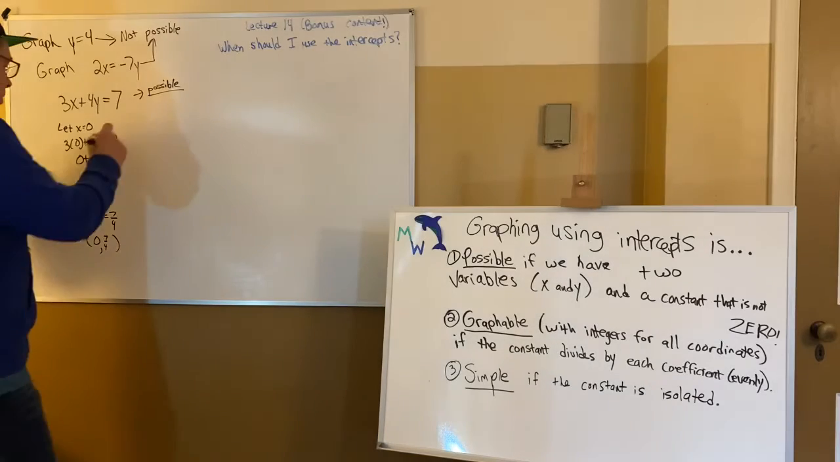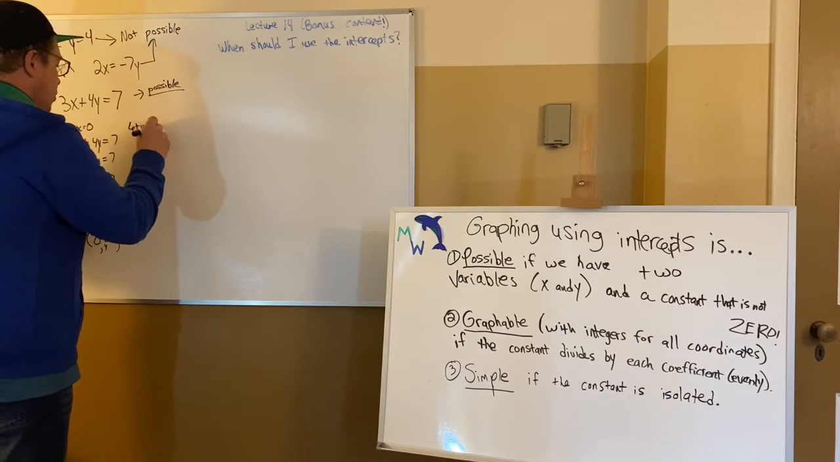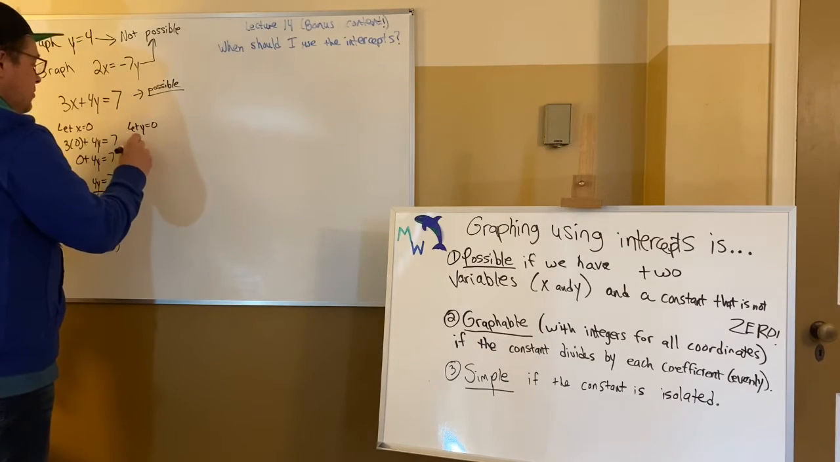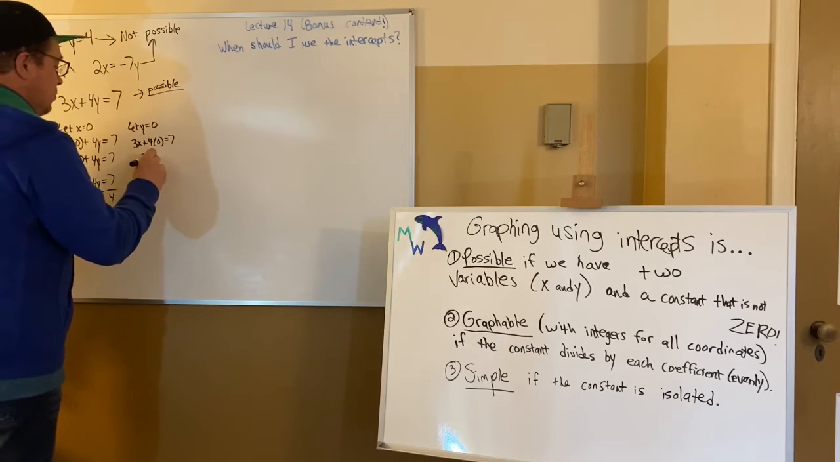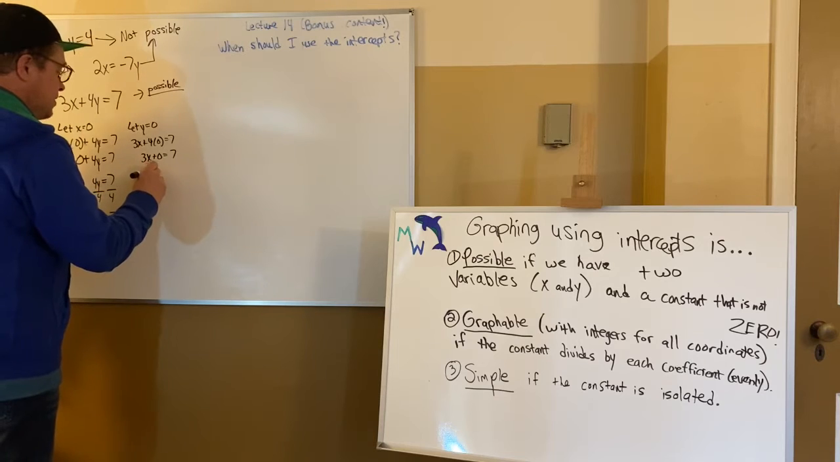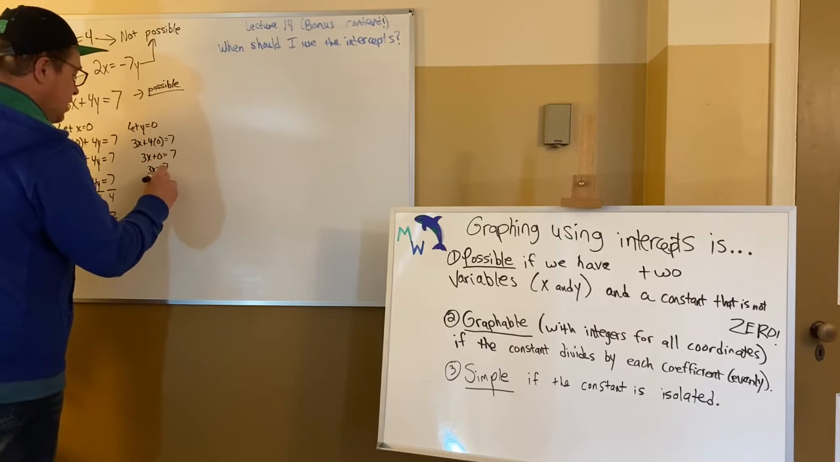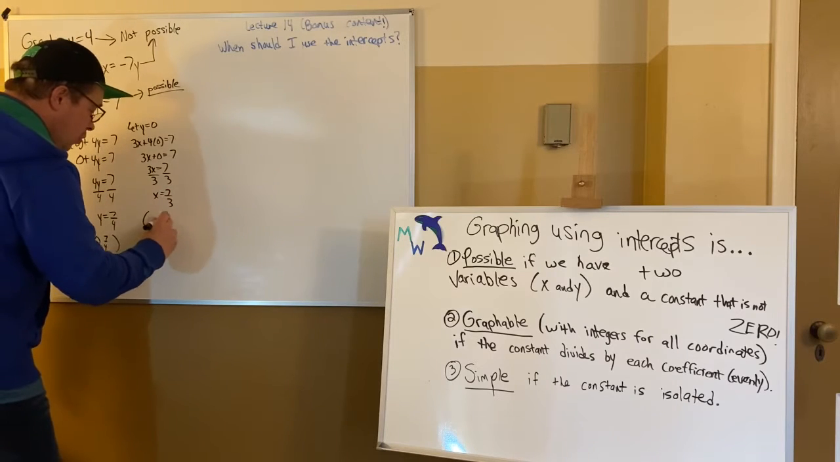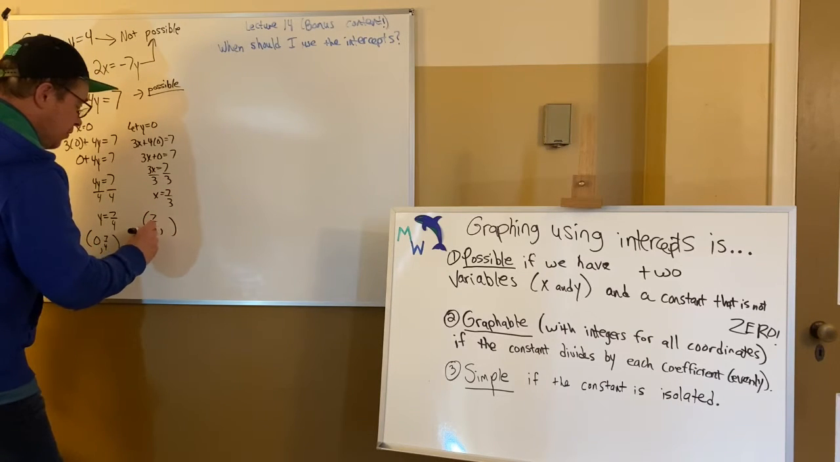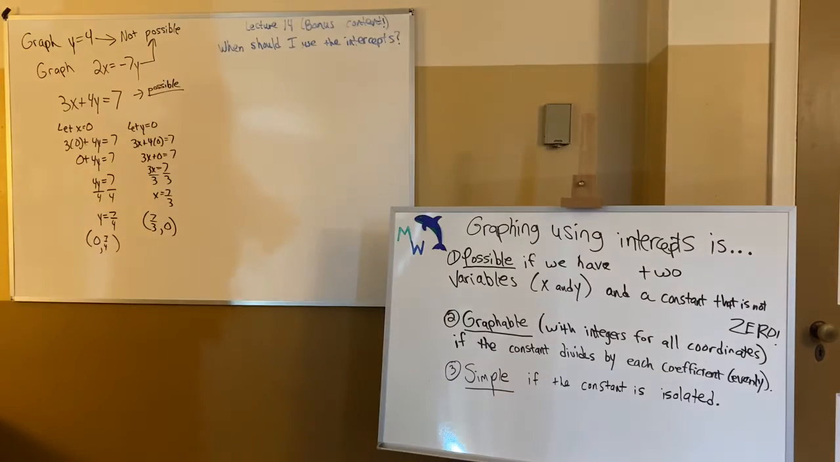This is doubly dead because if we let y equal 0, then we're going to see 3 times x plus 4 times 0 equals 7. 3x plus 0 equals 7, therefore 3x equals 7, and we're going to divide by 3, and we'll see that x equals 7 over 3. Ordered pair, 7 over 3 goes in for x and 0 for y. Those are both brutal to graph.